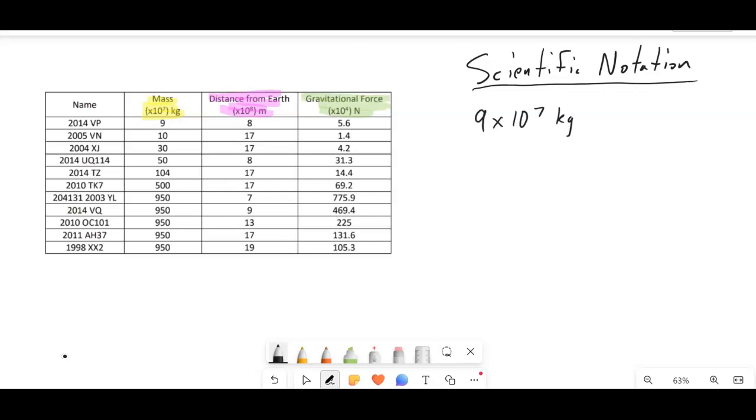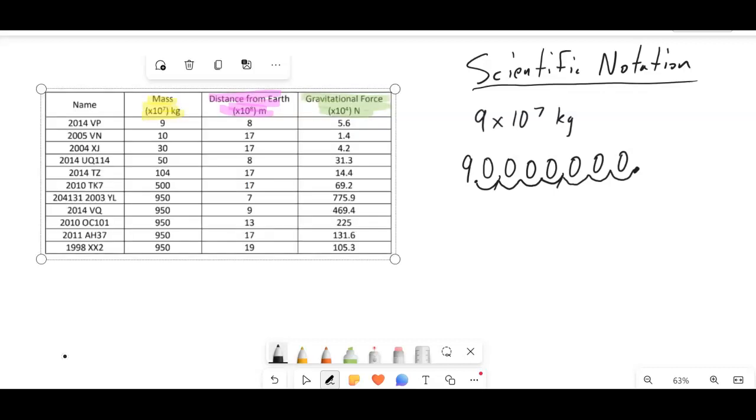Well, what does that mean? That means we have the 9 there, and there's a decimal point. It's there even if you don't write it. Since we're multiplying by 10 to the 7th, we just move it over 7 spots: 1, 2, 3, 4, 5, 6, 7. The decimal point's new home is there, and then we fill each one of these buckets up with a 0. And so we start to see a comma there and a comma there. It is a lot of zeros.